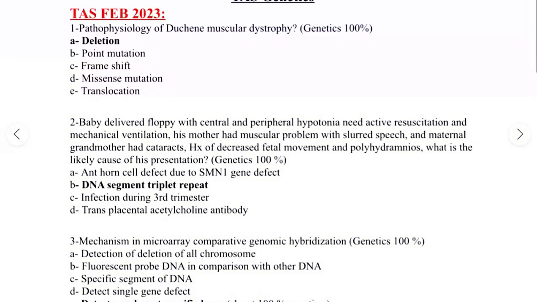This is the first question from your task genetic testing. Pathophysiology of Duchenne's muscular dystrophy. The options are deletion, point mutation, frame shift mutation, missense mutations, and translocation. Which one is the answer? Is that the correct answer?